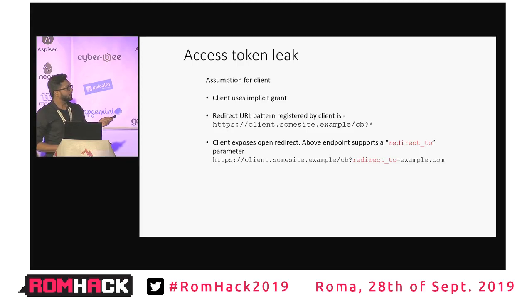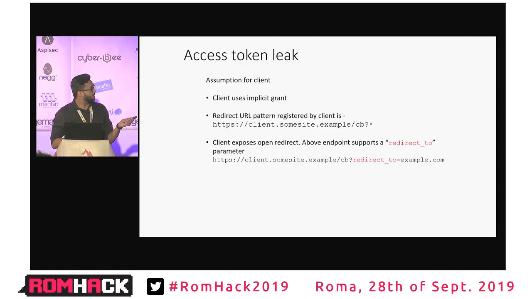The redirect URL pattern that is registered by the client with the auth server looks something like this. So it's client.example/cb?*. The star allows any number of characters to be appended to this URL. And when the auth server receives this authorization request from the client, it will match it against the pattern that is registered. So this is the pattern. And the client has exposed an open redirect on the same endpoint. So you can add a redirect_to parameter and basically redirect the user who's trying to access this URL to any other website.